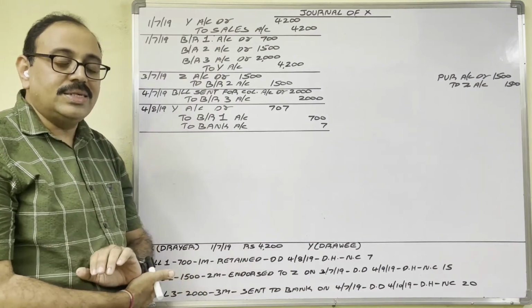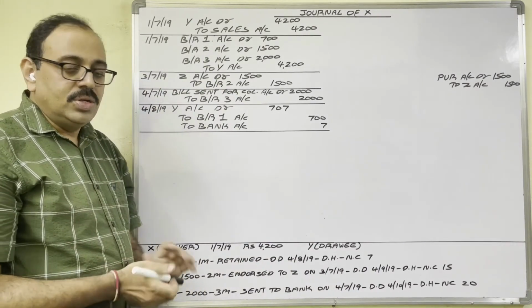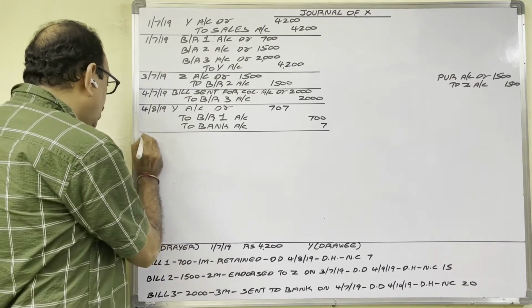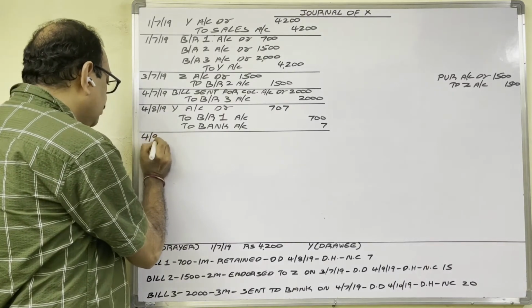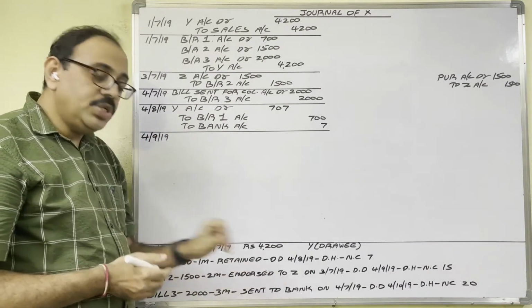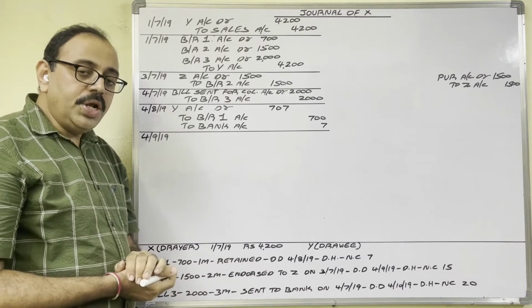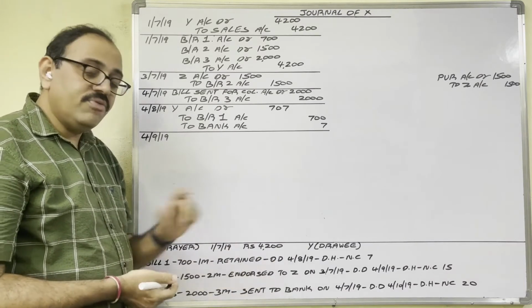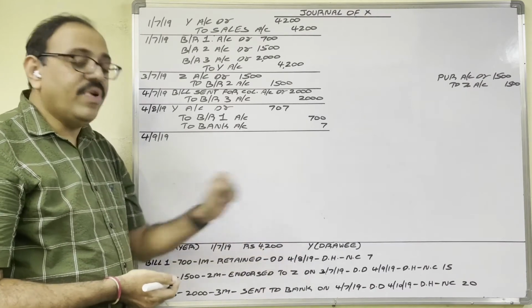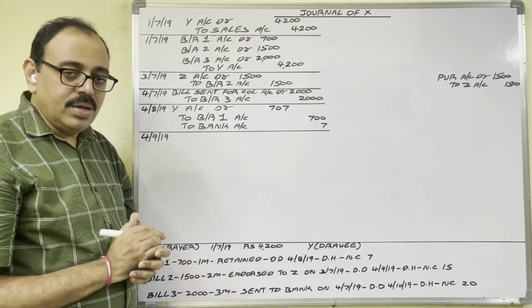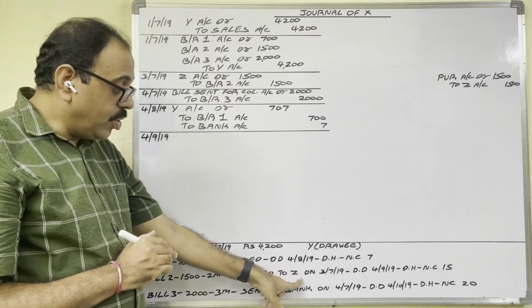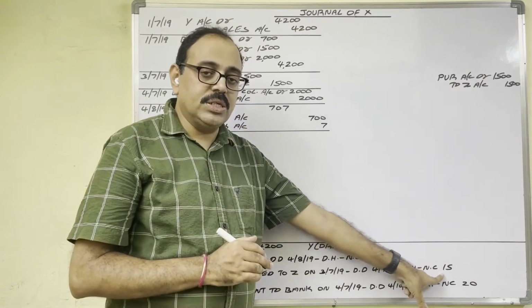On that day, second bill was dishonored. So for the dishonor, now we have to write the entry. Second bill we endorse to Z, no? So on the due date, Z is the holder of the bill. Z went to Y. Y dishonored the bill. Then Z paid noting charges 15 rupees.